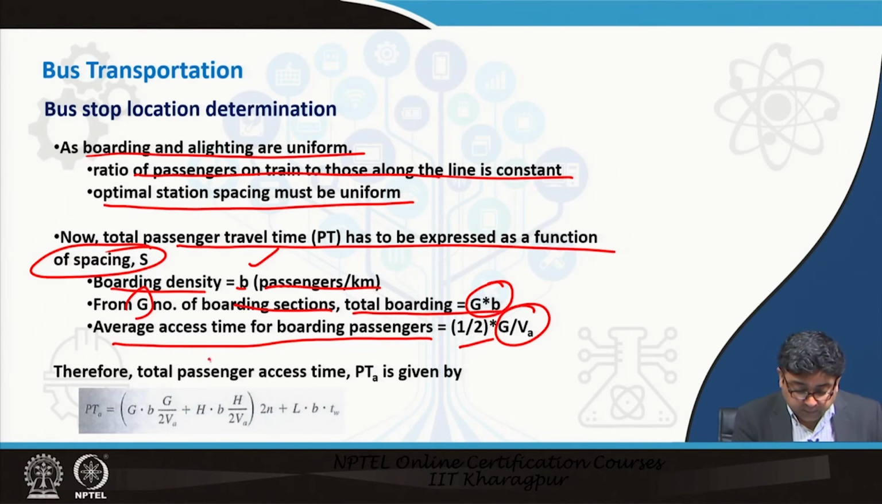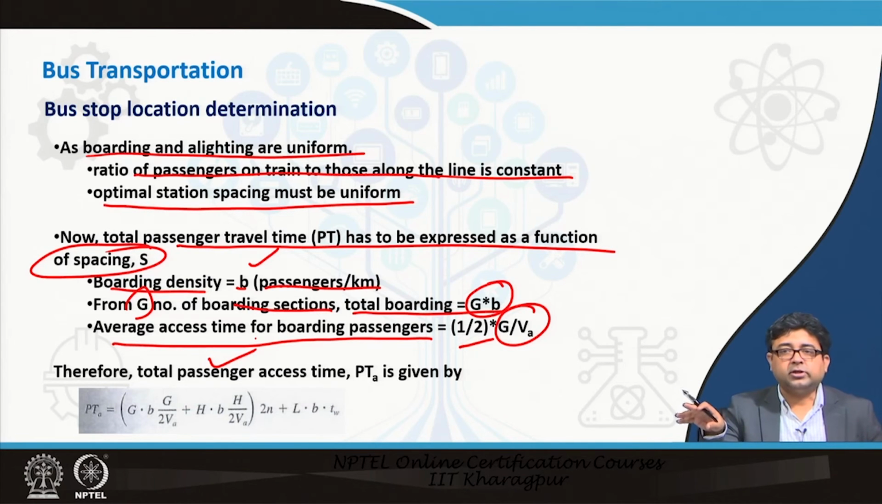So, now the total passenger access time. Passenger access time for all the passengers who want to board or alight, right. Access also includes your egress time essentially. So, it also includes the time that will take you to reach your destination from the station where you disembark from the metro line or bus line.